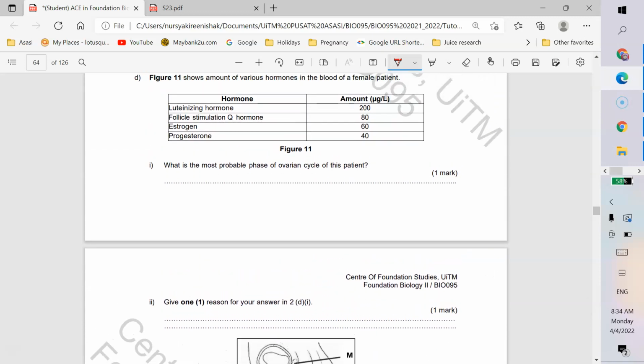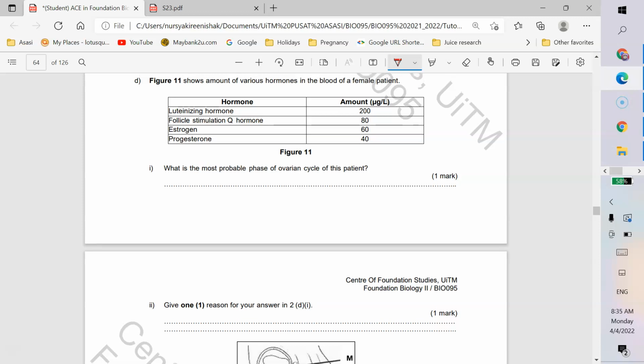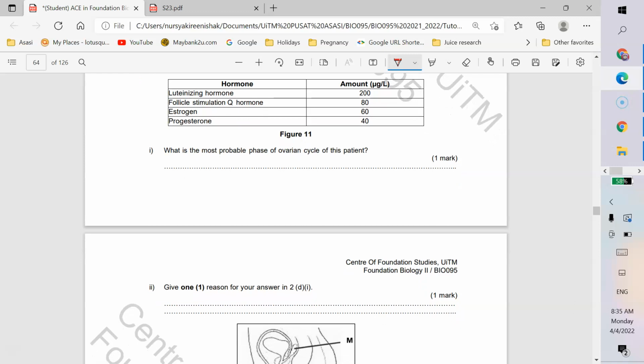Tadi siapa tadi? Adlin kan? Faham, madam. Okay. So thank you. So next is Anissa.